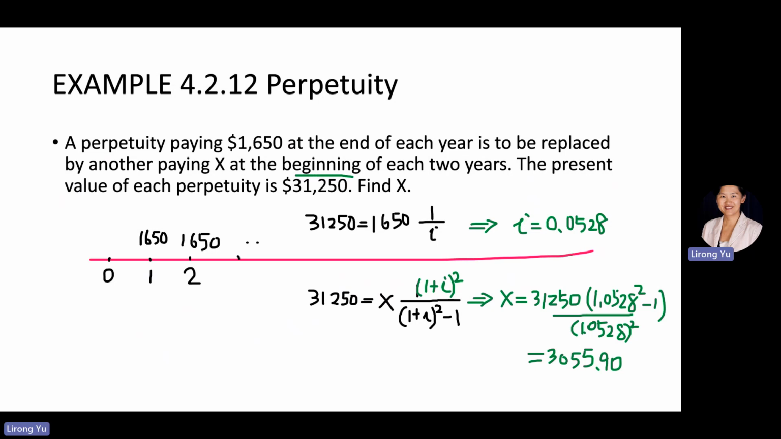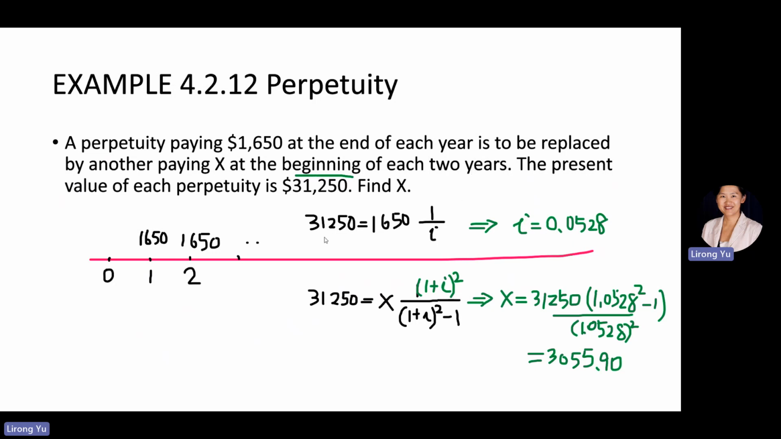You can see i is not given, so we don't know the payment X. We also do not know the interest rate, but we can use the value of the perpetuity, the 31,250, to identify the interest first. Since the present value of the first perpetuity is 31,250 and each payment is 1650, that gives us the first equation that we are able to solve for i. If it's a perpetuity, then i is equal to this, our interest rate. We're assuming they follow the same interest rate.